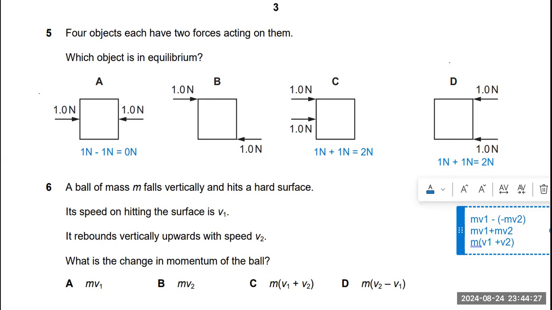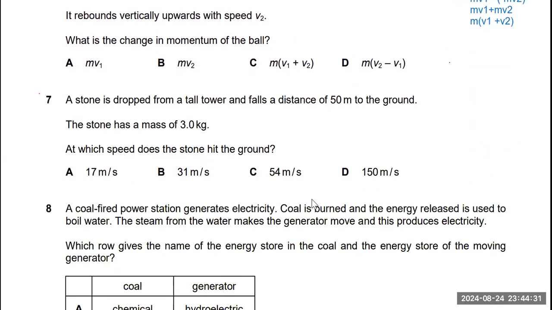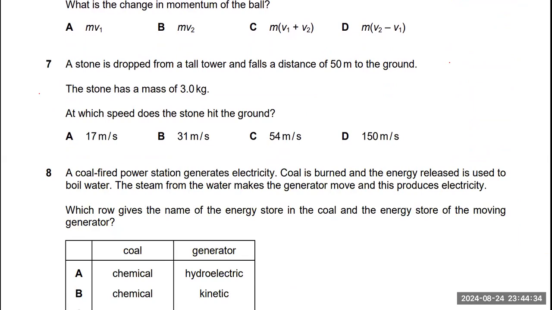Next question is, a stone is dropped from a tall tower and falls a distance of 50 meters to the ground. The stone has a mass of 3 kg. At which speed does the stone hit the ground? It is very simple. I will again draw a diagram so that you can understand. Let's suppose the object is falling from here. It is falling vertically downward.